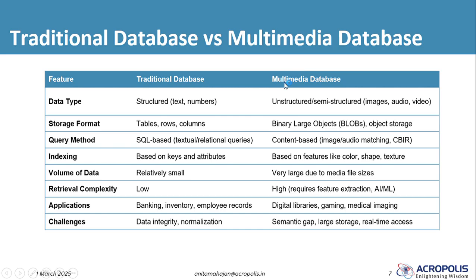Whereas in a multimedia database, unstructured and semi-structured data types are used. Binary large objects are used as storage formats. Content-based, that is CBIR, query method is used. Indexing is done based on features like color, shape, texture, and the volume of data is very large due to media file size, and thus the retrieval complexity is very high. Applications are digital libraries, gaming, medical imaging, and challenges are large storage and real-time access.